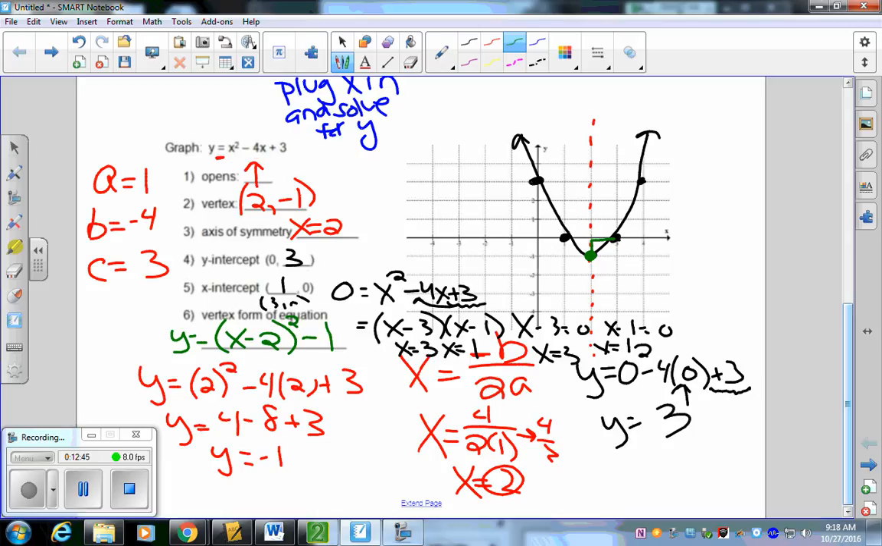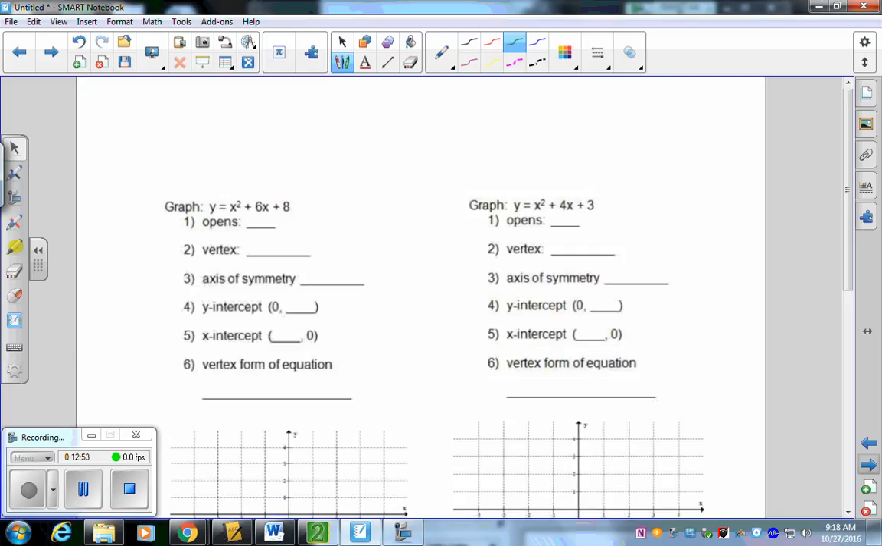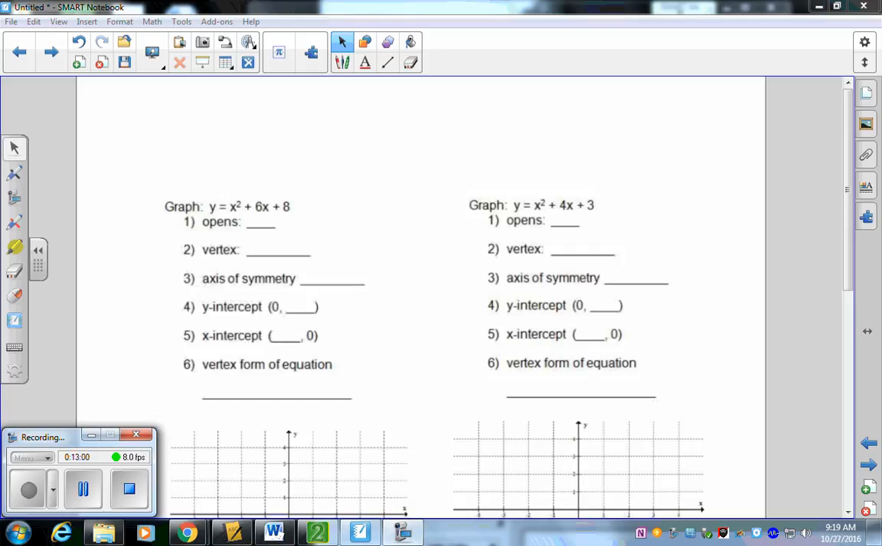It's not upside down. That we know, okay? All right, let's take a look at our next example. So let's look at this next example, y equals x squared plus 6x plus 8. Once again, this is a positive, so we're opening up.